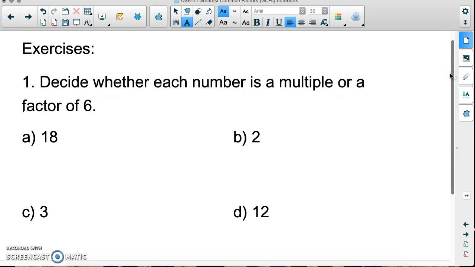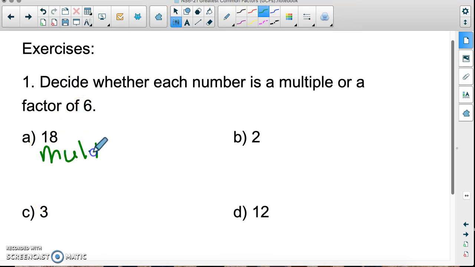It says decide whether each number is a multiple or a factor of 6. For 18, is 18 a multiple of 6 or a factor of 6? Well, based on what I just told you, 18 is larger than the number 6 itself, so 18 has to be a multiple. We can only get to 18 when we're skip counting forever and ever. 2, is it a multiple or a factor? 2 would be a factor because we could do 2 times 3 to get to 6. What would 3 and 12 be? I want you guys to try and finish C and D on your own.